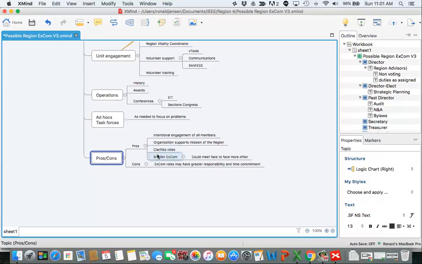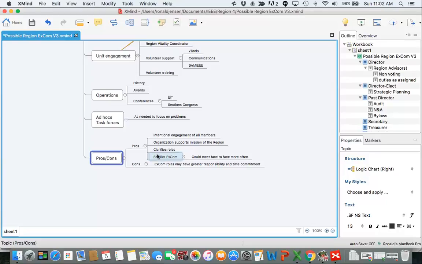The next one is a smaller XCOM, and perhaps that means that the XCOM could meet face to face twice a year. Right now, we're down to one region meeting a year, and usually the XCOM meets for 2 hours in advance of that. I'm not sure that that's as good as it should be, but this may offer the opportunity.